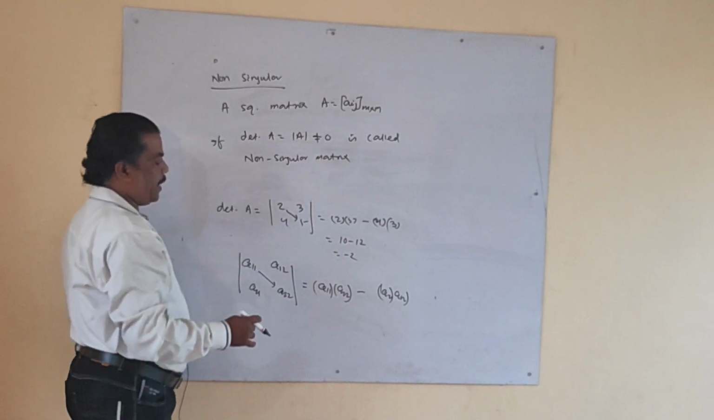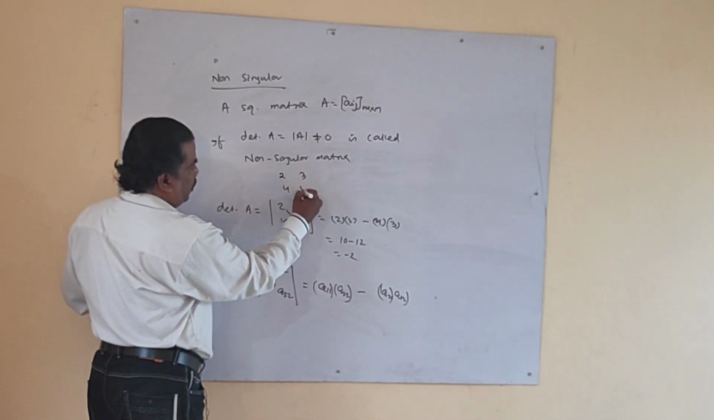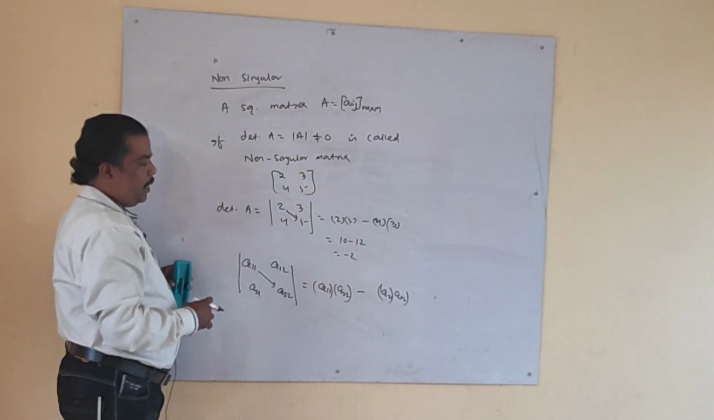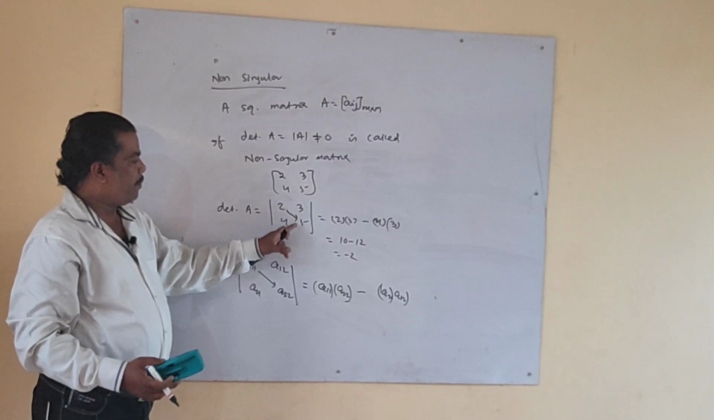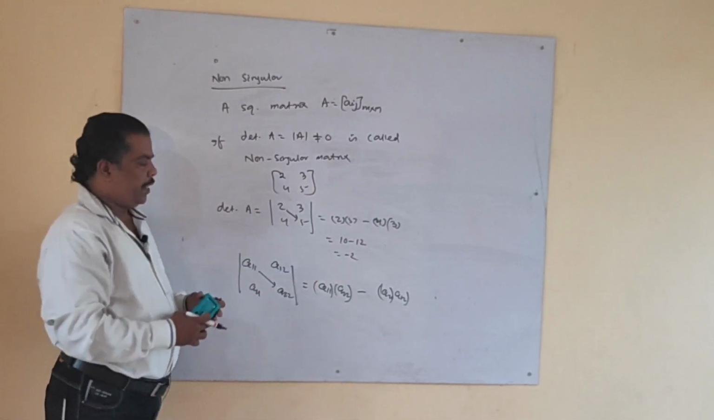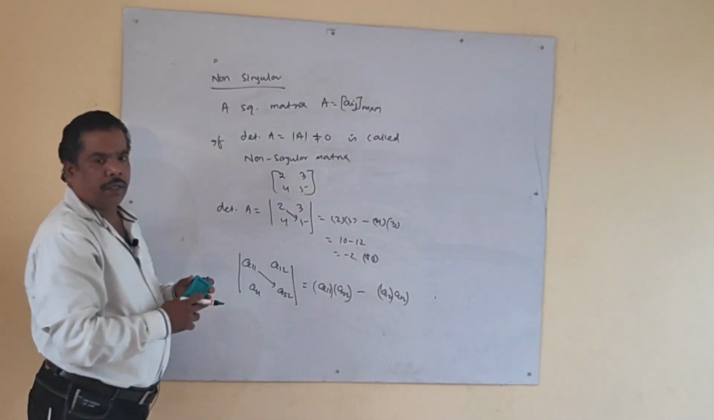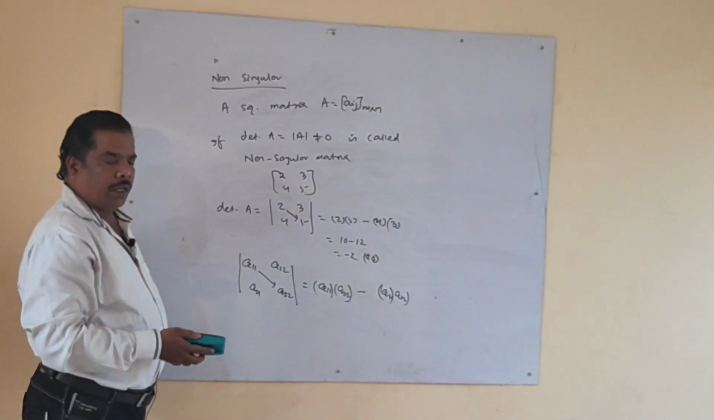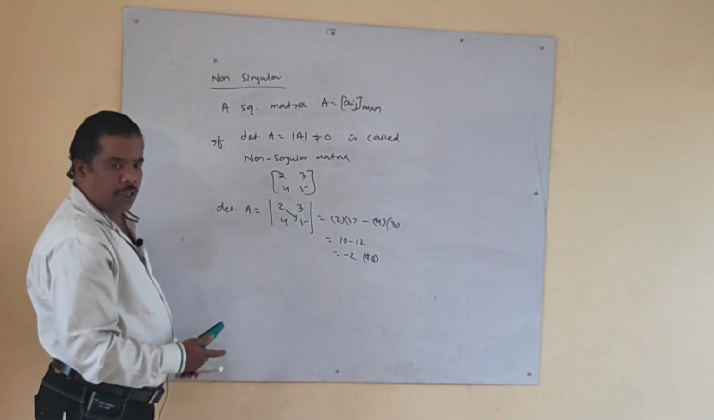Non-singular matrix. Example, a matrix is 2, 3, 4, 5. Now the determinant value of A, 2, 3, 4, 5, is equal to 10 minus 12, which is minus 2, not equal to 0. So this is an example of a non-singular matrix. If the determinant value is not equal to 0, we say it is non-singular.